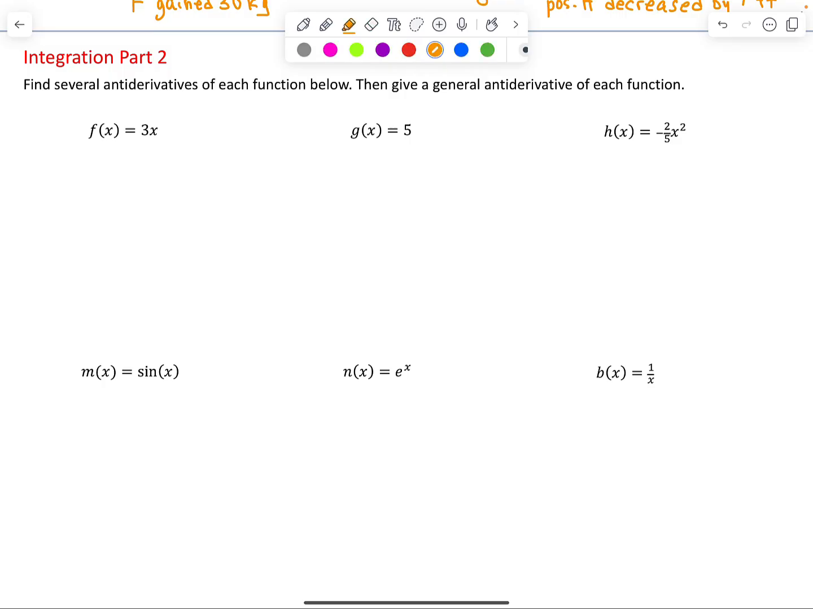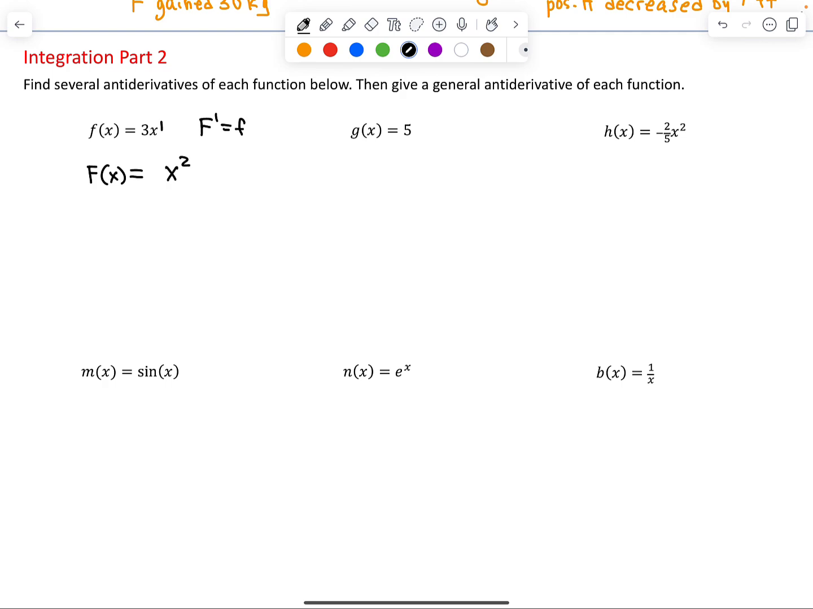In our first example, we have a function that's 3x. We want to think of a function, capital F, such that we want the derivative of capital F to be equal to little f. Well, little f is 3x to the 1. And I know that if I do a power rule, that the power will decrease. So capital F should be some multiple of x squared.